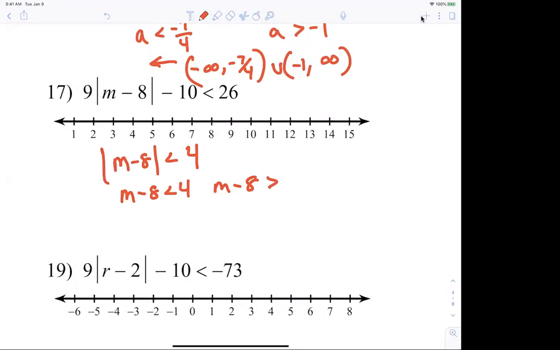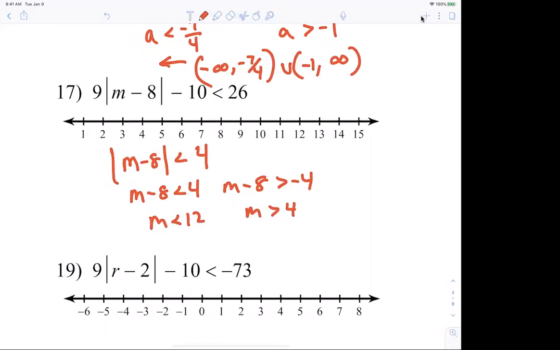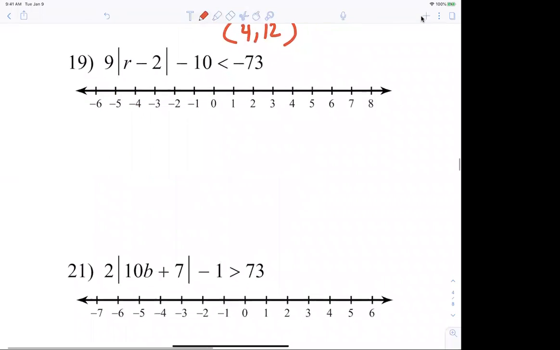N minus 8 is greater than negative 4. So n is less than 12, and n is greater than 4. Think about it: if you're less than 12 and greater than 4, you're everything between. You would say 4, 12. And if you have to use the line, you can. It's going this way, it's going this way, so you should see everything in between. All right, you guys.